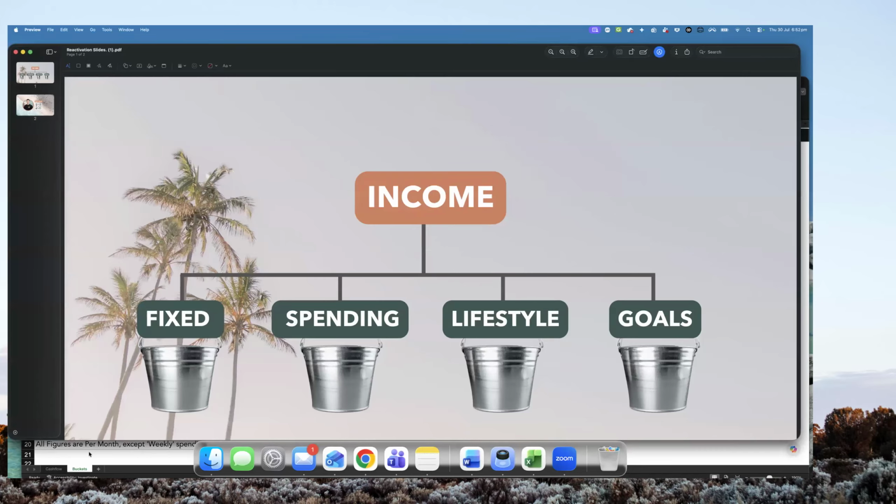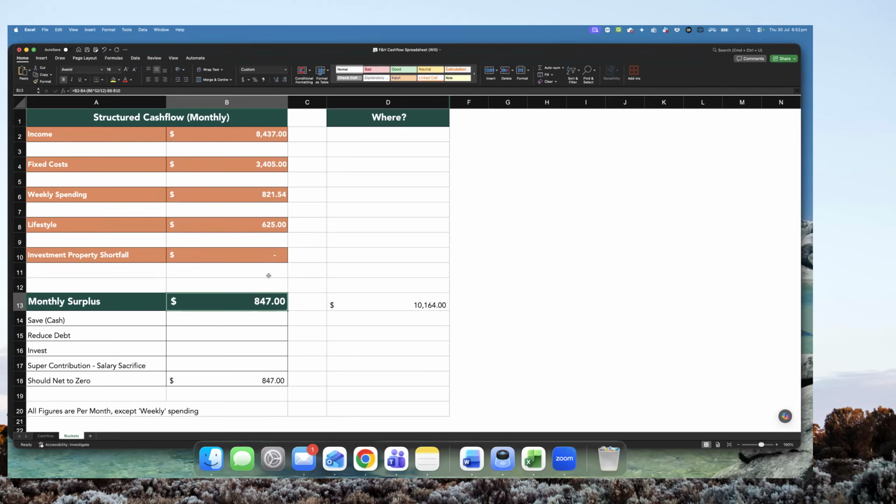So $80,000 deposit. If we're saving $847 per month, so I'm just going to say 850, that's going to take us 94 months, which is nearly 8 years to get that $80,000 deposit.